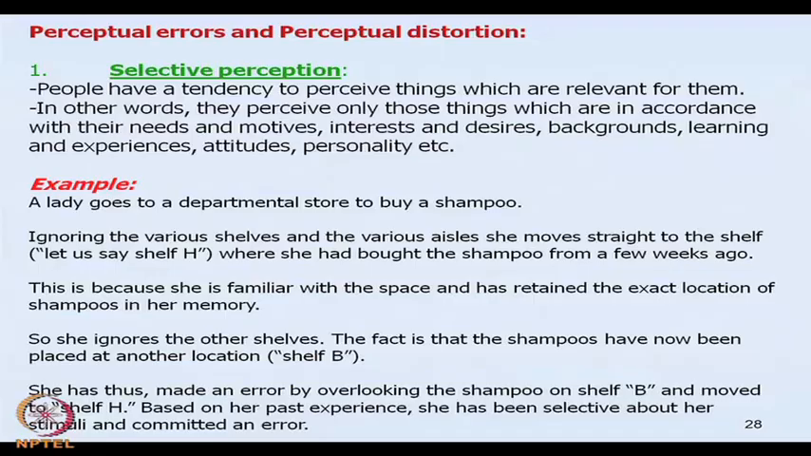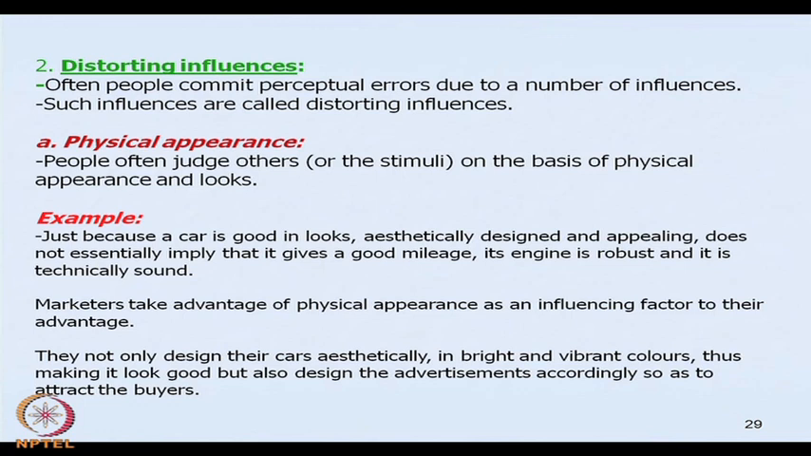So her selection of stimuli and her organization of stimuli has been faulty, resulting in total distortion in terms of perceptual interpretation. We also have other influences which are distorting influences. People often make errors due to distorting influences.